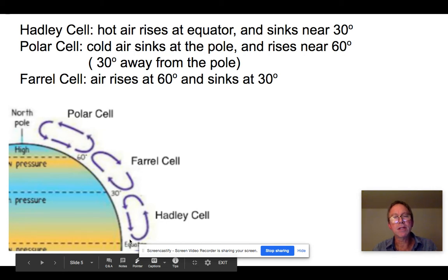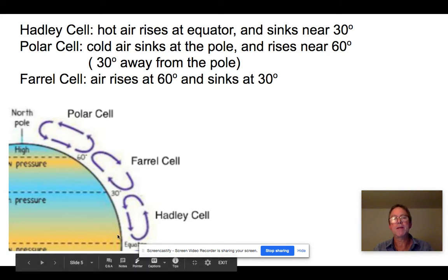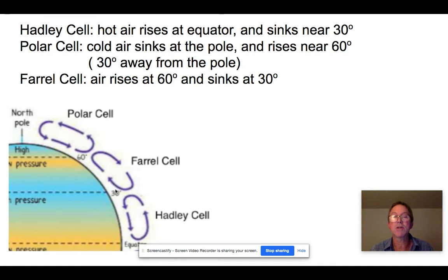The Ferrel cell is kind of caught in between. And so the way I remember it is the Hadley cell is sinking at 30 degrees, and so is the Ferrel. The polar cell is rising at 60, and so is the Ferrel. So it's kind of like it's caught in between these two conveyor belts. All right? But that means the surface air between 30 degrees and 60 degrees is actually traveling away from the equator in a northward direction in this hemisphere and a southward direction in the other hemisphere.